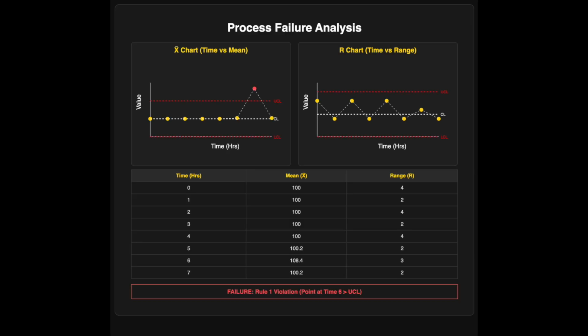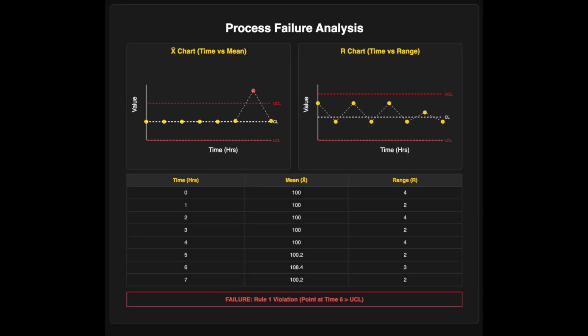In this scenario, data is collected over 8 hours. We calculate the mean and range for each hour and plot them. The process remains stable until time 6. At this point, the mean jumps to 108.4, which is clearly above our upper control limit. The process has failed because it violated Rule 1. This indicates an assignable cause, such as a tool break or material change, that has pushed the process average beyond the bounds of natural statistical variation.